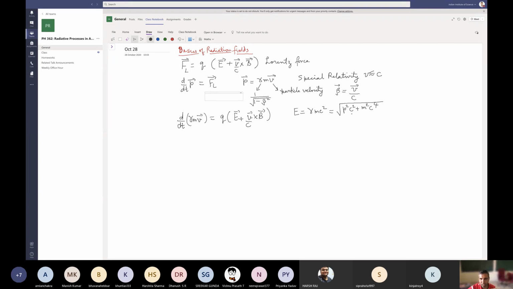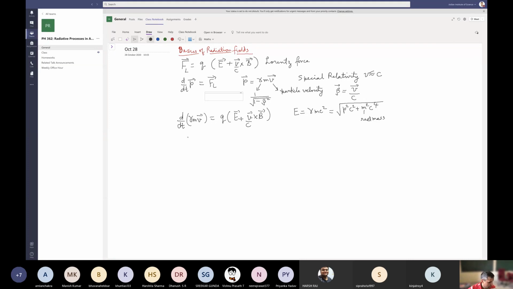So this is the equation. p is the magnitude of momentum, m is the rest mass of the particle, gamma is the relativistic factor. So all these things are defined. Again, I'm not saying much about these. And E is equal to this. This is the energy. This includes both the rest mass energy and the kinetic energy.